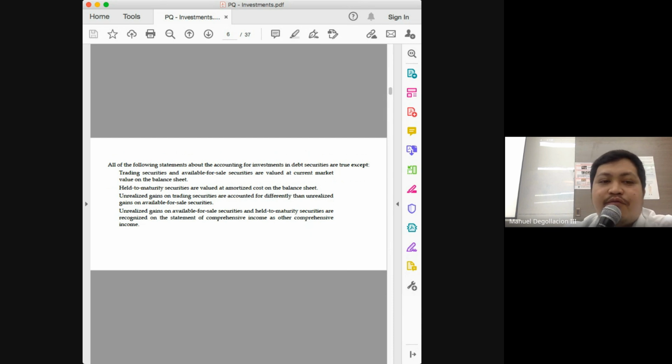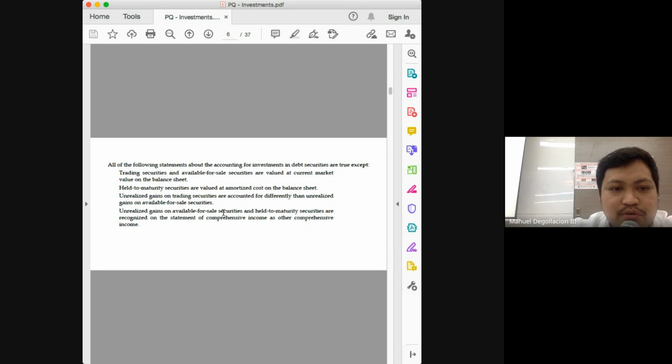But unrealized gain for AFS securities, where will it go? OCI. Okay. Next, held to maturity securities are valued at amortized cost on the balance sheet. This is also true. Unrealized gains on trading securities are accounted for differently than unrealized gains on available for sale securities. This is exactly what we mentioned earlier. So this is also true.